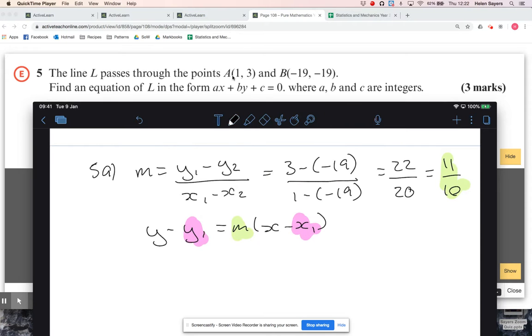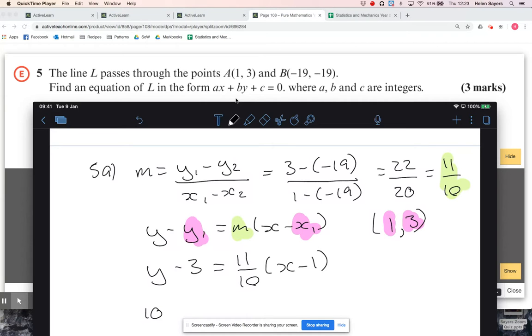It does not matter which of these I use, so I'm definitely going to use A. I think that looks a lot nicer than minus 19, minus 19. So I'm using the coordinate 1, 3, and that's going to be my values of x and y I'm going to sub in. So y minus my y coordinate is my gradient times x minus my x coordinate.